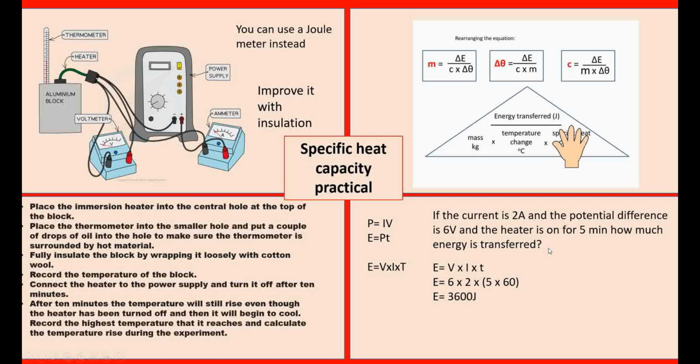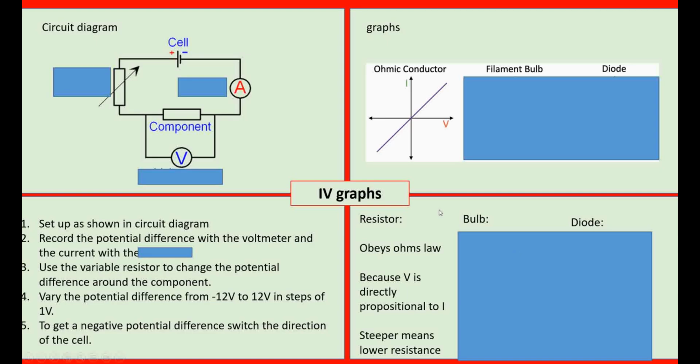Moving on. Next practical is IV characteristics. We've got a circuit diagram, the standard test circuit here. We've got one of the graphs, we've got the ohmic conductor, we've got filament bulb hidden and diode hidden, we've got a word hidden here, and we've got some descriptions of what these graphs tell us. So pause the video, try and draw the diagram of the graphs, try and describe what they show, and try and tell me what all the components are. And if you've got time, try and write down what they do.